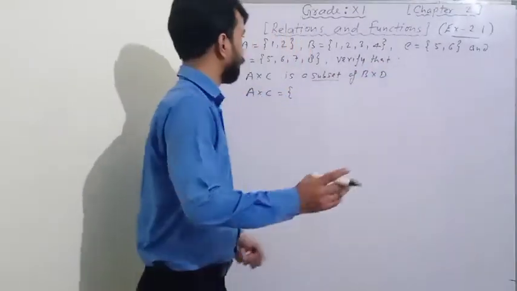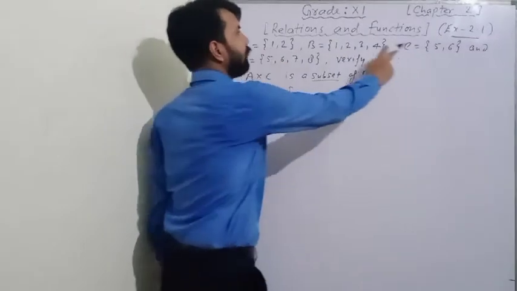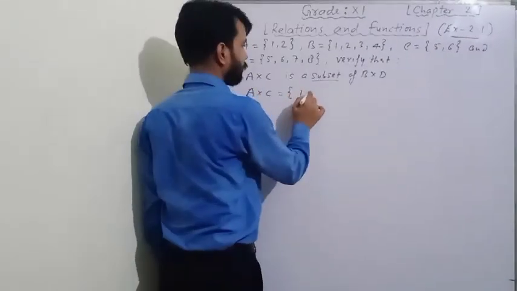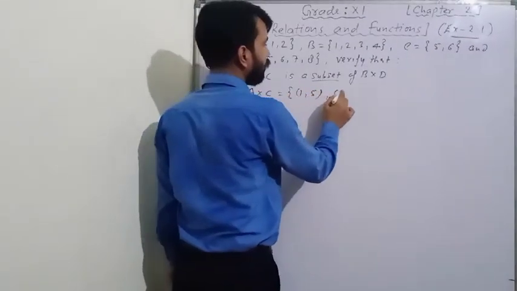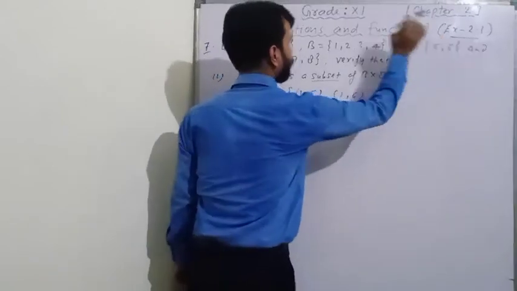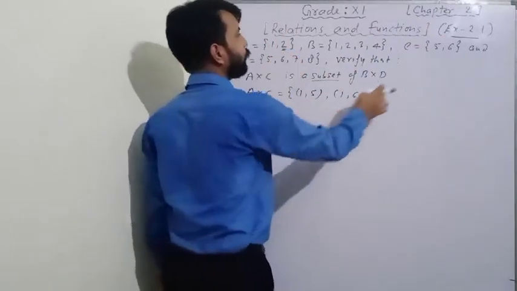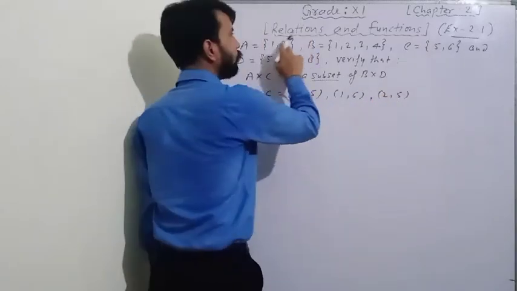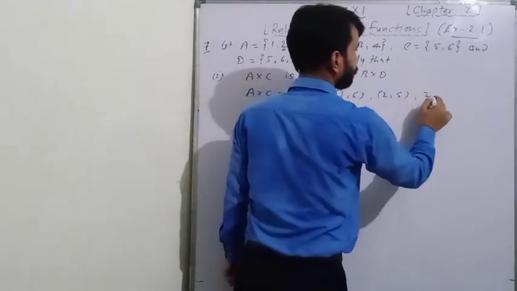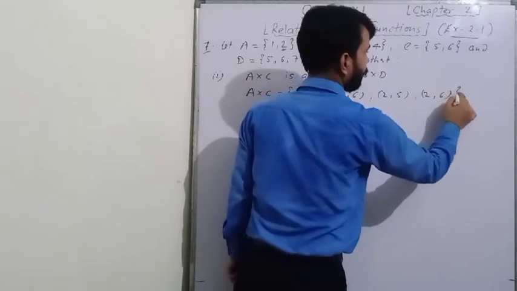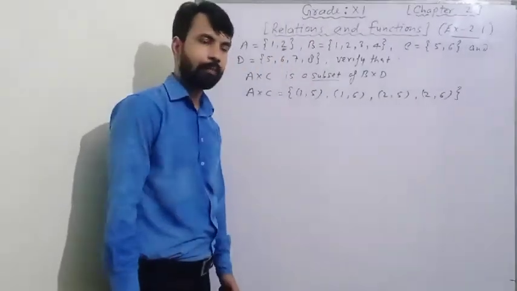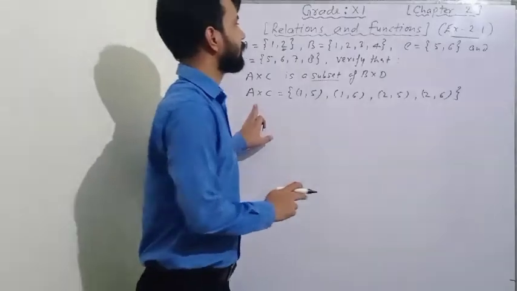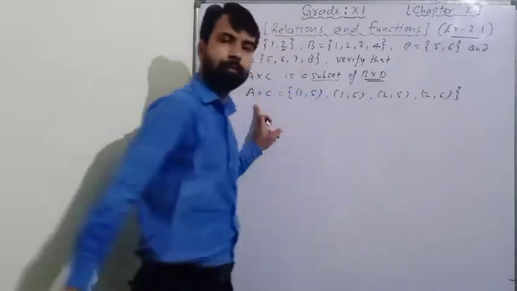So we will have to make the pair 1, 5. Then 1, 6. Now second element 2, 5. And then 2, 6. Got it? After finding A cross C, we will have to find B cross D.